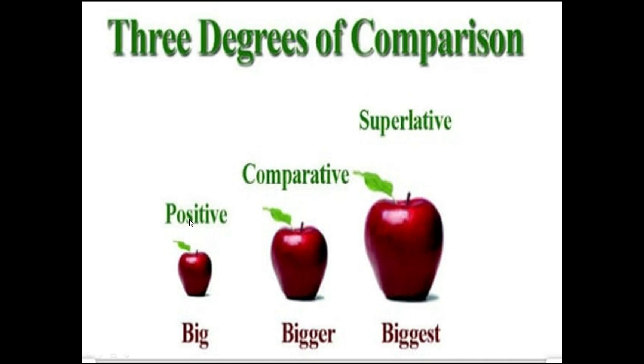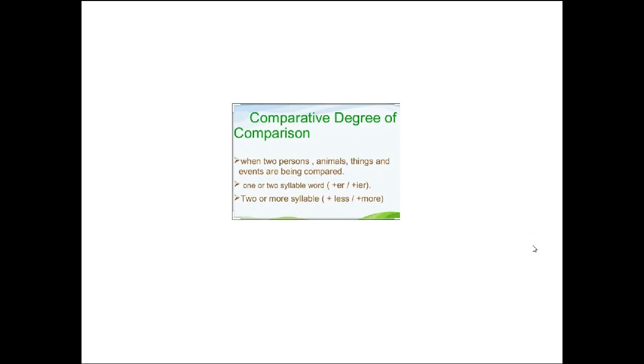There are 3 degrees of adjectives. One is positive degree, second comparative degree, and the third superlative degree. Today here we are going to learn about comparative degree. What is comparative degree of adjective? In comparative degree of adjective, we compare between two persons, animals, things, and events are being compared. So when we only compare between two in number, then we use comparative degree of adjective.